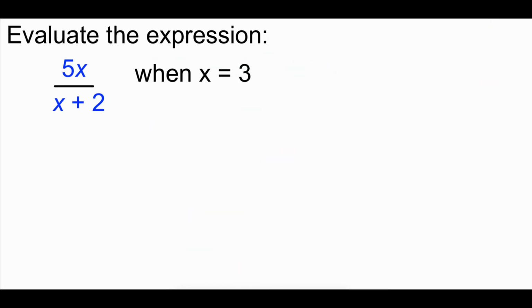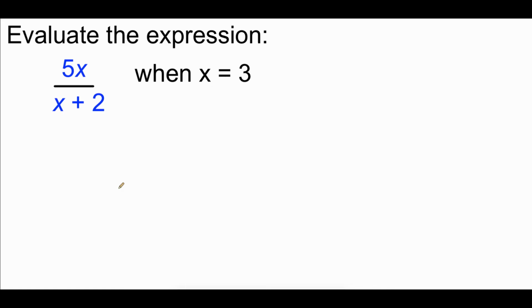Now I've got a few more examples that I'm going to throw at you, but these ones look a little bit different. Now we're starting with an algebraic expression with a variable in there, and we're given a value that we're supposed to plug in for that variable, and then we're going to go ahead and simplify down our expression. So in this case, we've got 5x over x plus 2, and we're supposed to evaluate that when x equals 3.